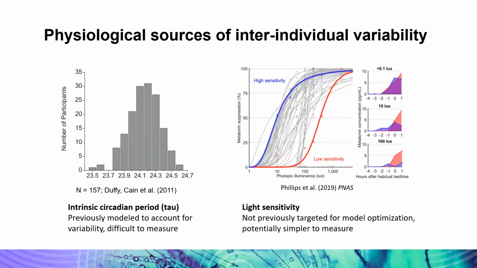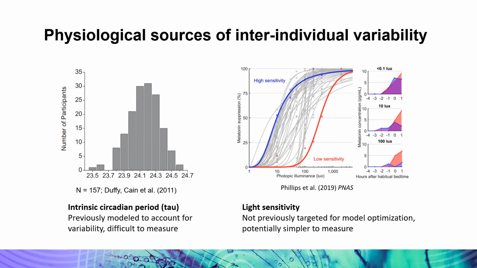So in terms of potential sources of individual variability at the parameter level, there are a couple that we decided to explore. One is circadian period. This is not a new idea. This has been previously modeled to account for individual differences. And we know, even in individuals who went through the Harvard lab studies and were highly homogeneous in their sleep, that there can be big individual differences in intrinsic circadian period. That's what that histogram is showing.